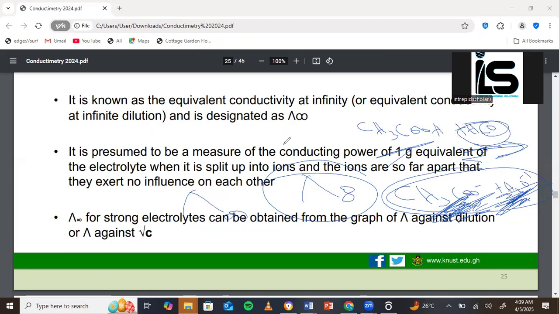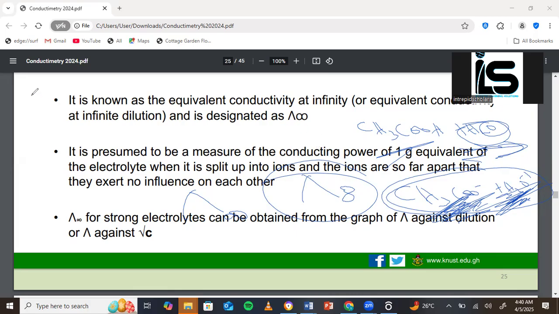Now, for a strong electrolyte, because it's completely ionized, the equivalent conductance at infinity can easily be determined from the graph by extrapolation. But for weak electrolytes, because you need a lot of water, it is actually very difficult to determine on the graph, because it always tapers on. It doesn't really touch the axis because it gives you a curve, right? Which doesn't touch the axis. And so we do calculation.